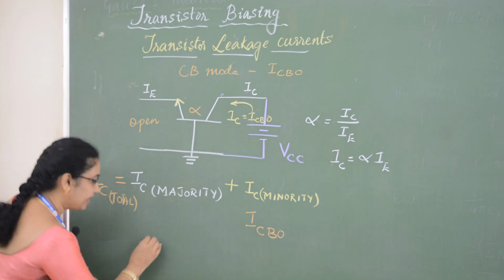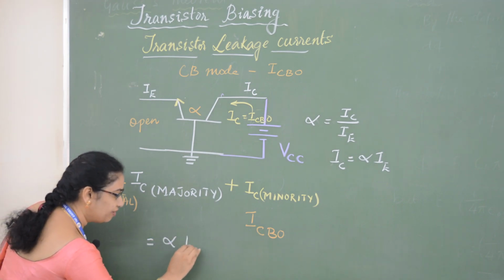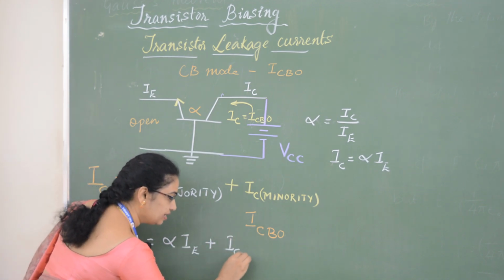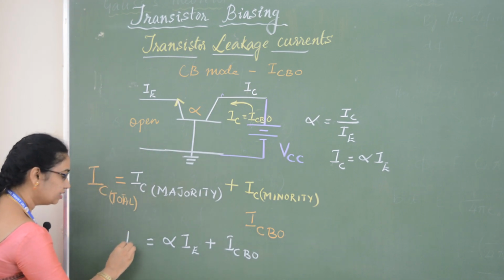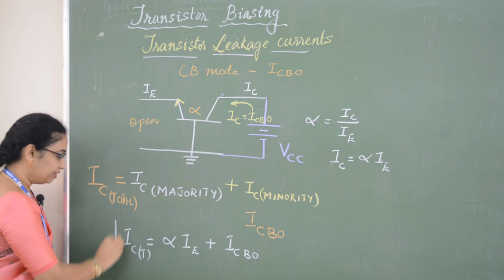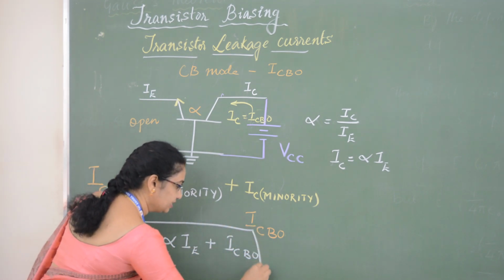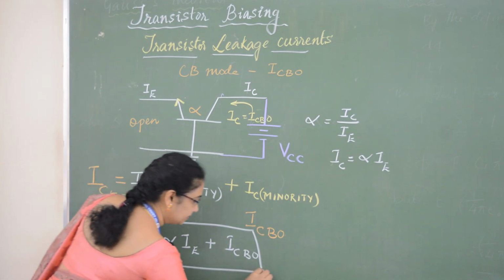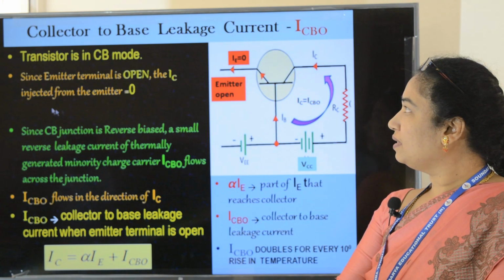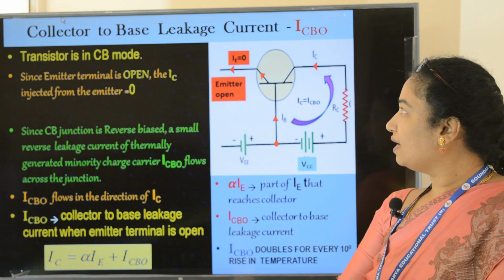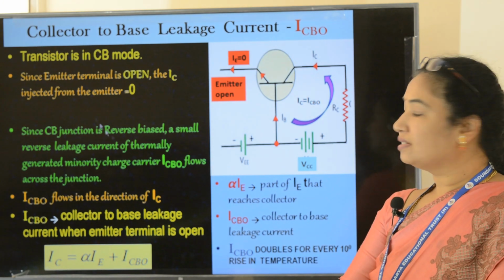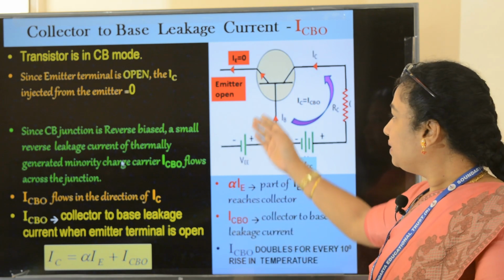So I can write IC total as alpha times IE plus ICBO. So this is the total collector current which appears at the output section in the common base configuration. So the transistor leakage current in common base mode is called the collector to base leakage current, and we call it ICBO. And here we have the emitter terminal open.